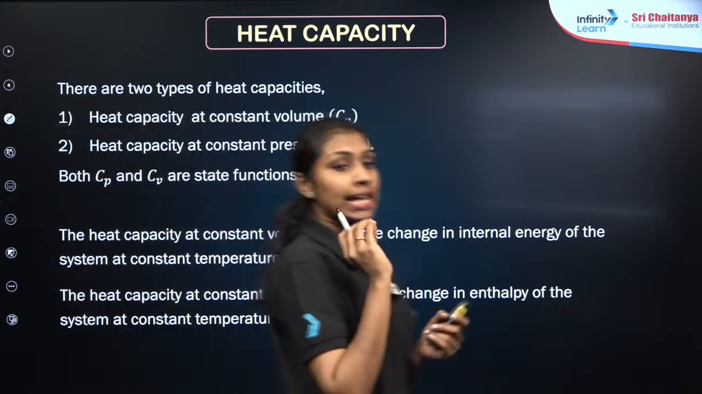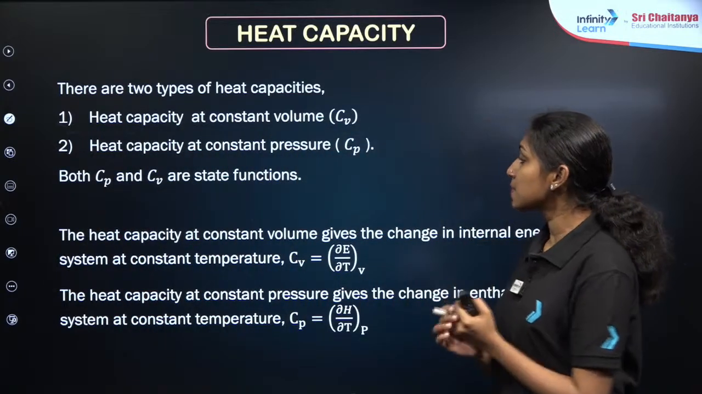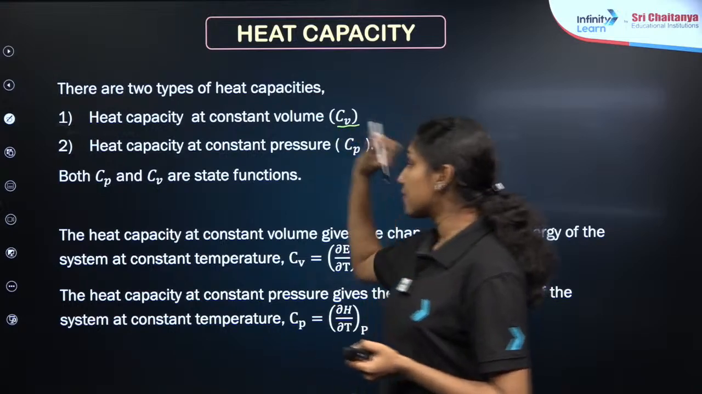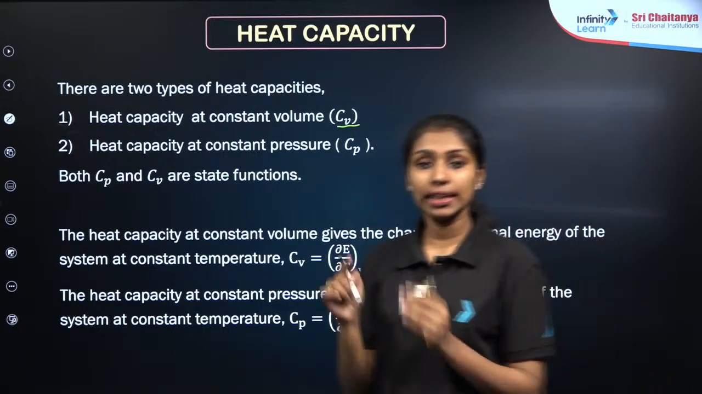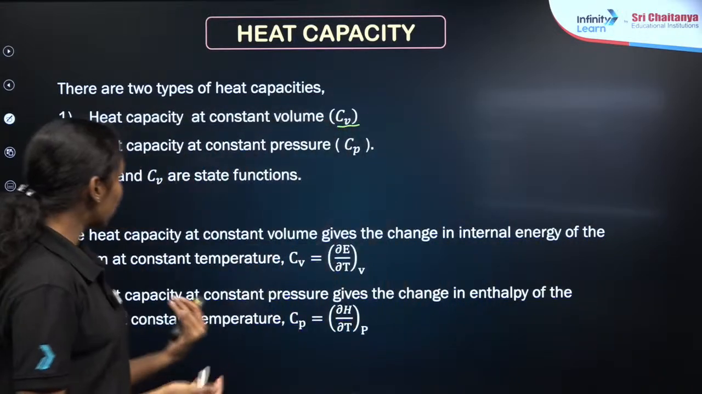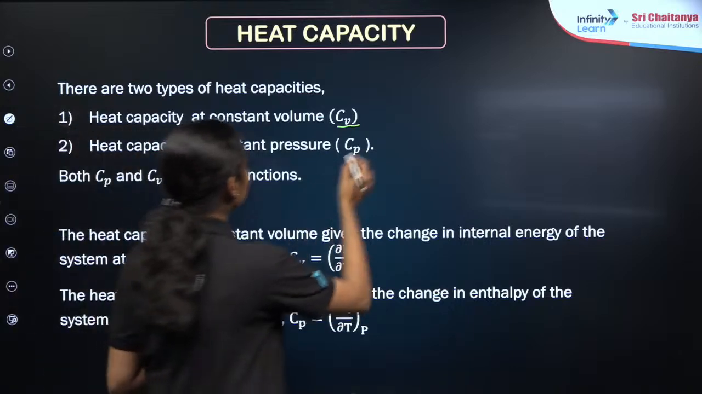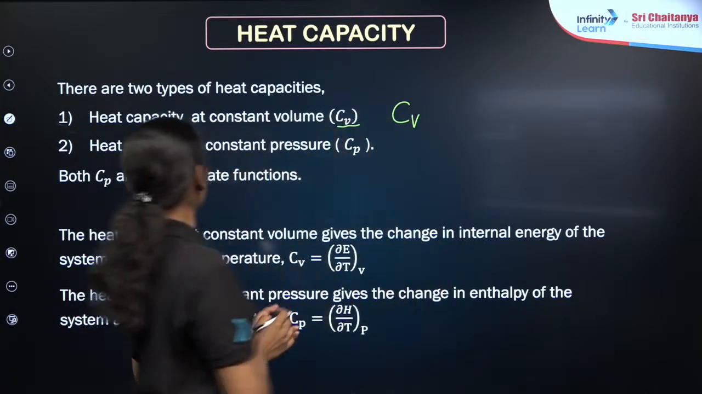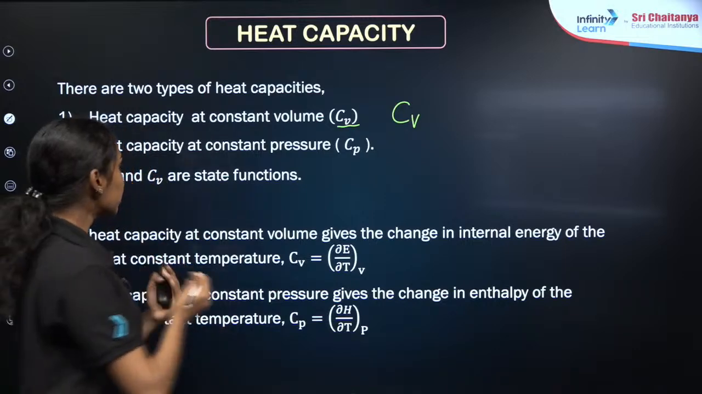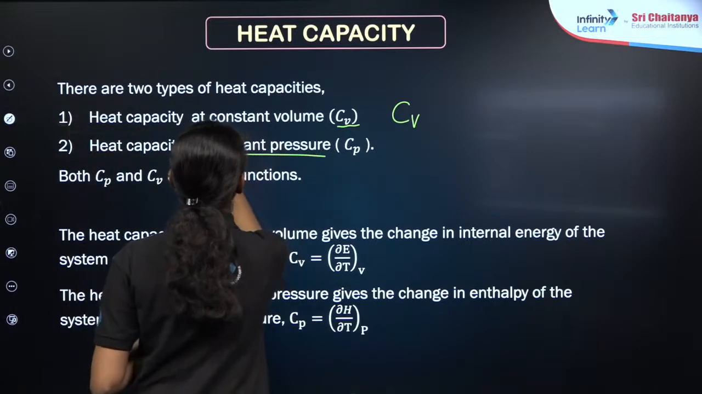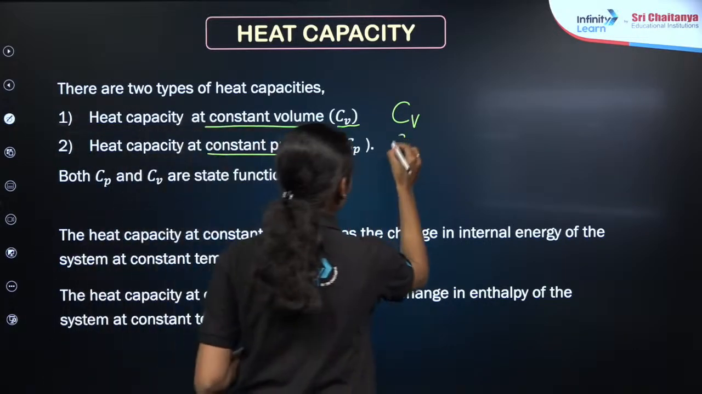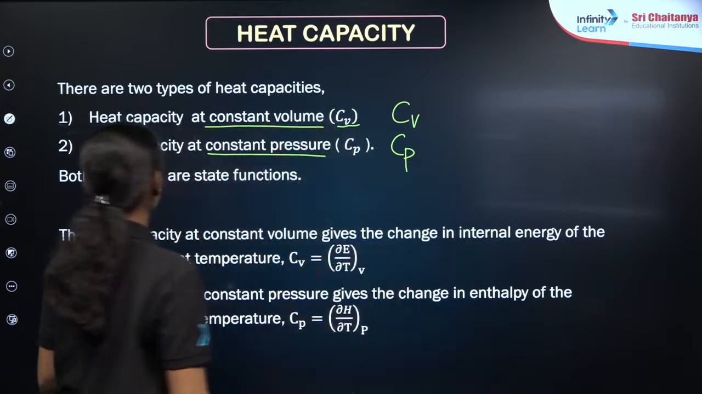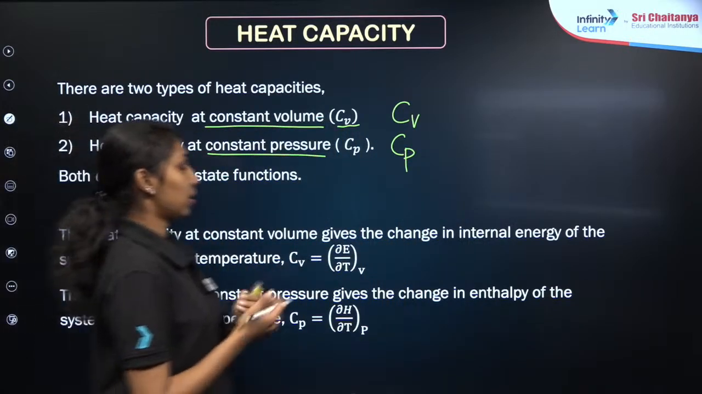Now, again, the heat capacity can be divided into two types. That is heat capacity at constant volume, denoted by the letter CV. Capital C denotes the heat capacity. If it is taken at constant volume, we can call it CV, right? Then what about the second one? It is the heat capacity taken at constant pressure. So, it is denoted by the letter CP. P stands for pressure and C stands for the heat capacity. Clear?